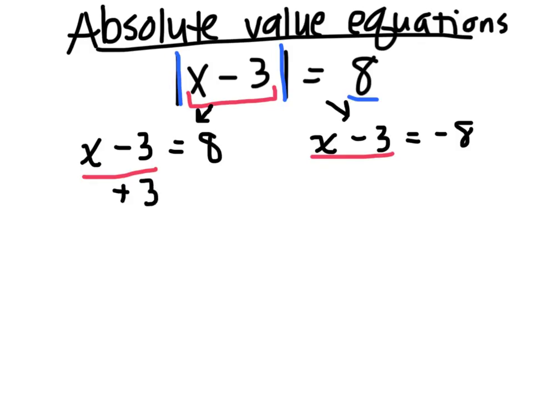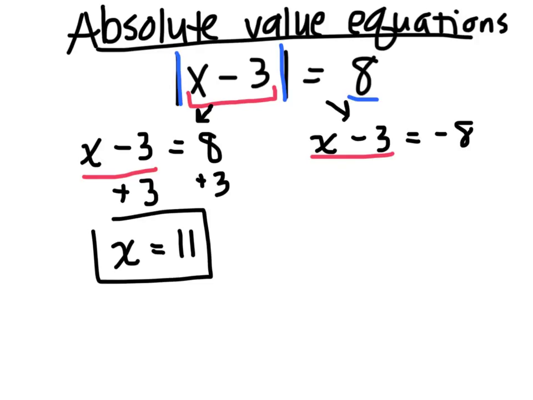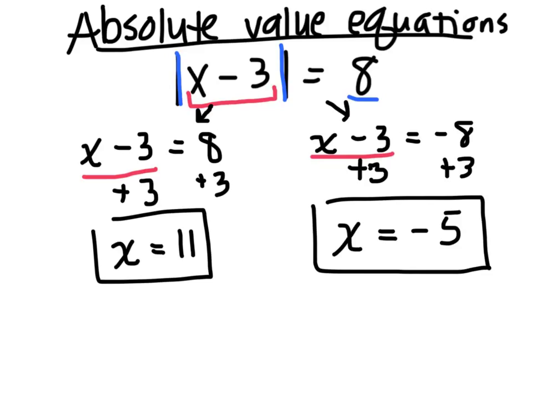I solve the first equation by adding 3 to both sides to get x equals 11. I solve the second equation by adding 3 to both sides to get x by itself, and I get x equals -5 as a possible solution. So two values that make this equation true are x equals 11 or x equals -5.